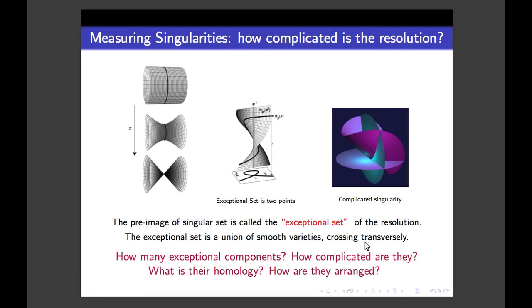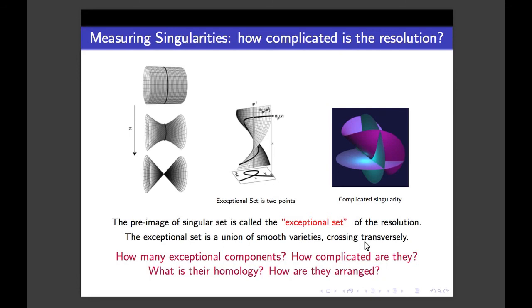Yeah, so in order to tell how complicated is the resolution, which is a way of saying how complicated is the singularity, we define this thing called the exceptional set. The exceptional set is just the preimage of the singular set. So the exceptional set of the cone is that circle on the cylinder, and the exceptional set of the resolution of the alpha curve is the 2 points that map down to where the alpha curve is created, where the branches cross.